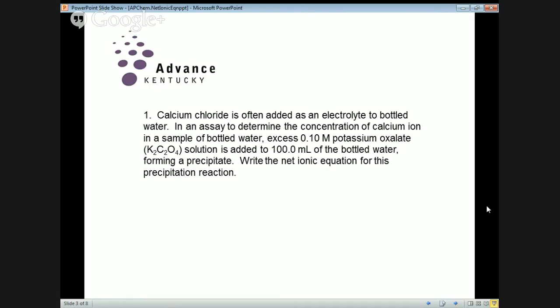0.1 molar potassium oxalate, and you are expected to know many of the polyatomic ions. Oxalate is probably not one that you are expected to know, but you're given the formula for potassium oxalate. And you're told the solution is added to 100 milliliters of the bottled water, forming a precipitate. Normally, the first thing you would be asked in this question would be to write the net ionic equation for the precipitation reaction. So how would we do that?